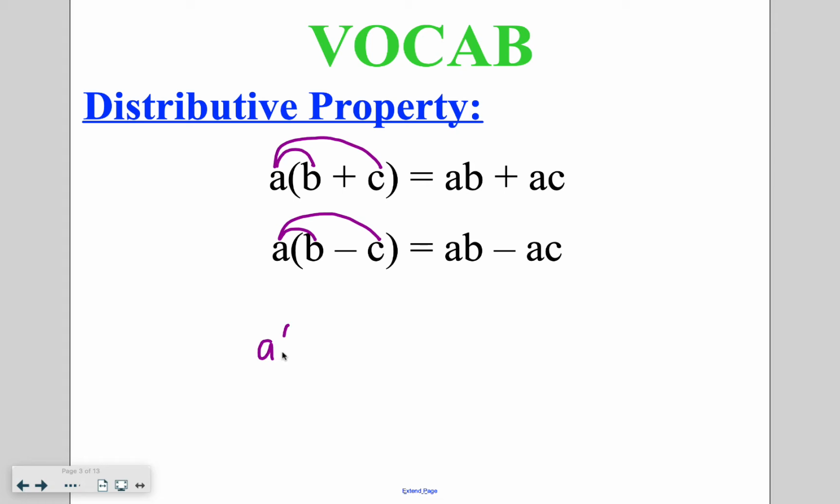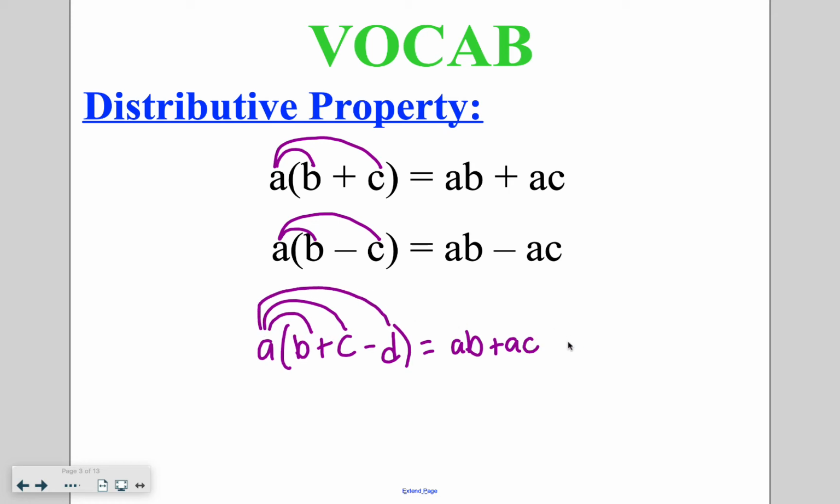This would work if there are more than two terms inside the parentheses. So if I had b plus c and then minus d, my distributive property would say a times b, giving me ab, plus a times c, which would give me ac, and then minus a times d, which would give me minus ad. So it can be used for as many quantities as there are inside the parentheses.